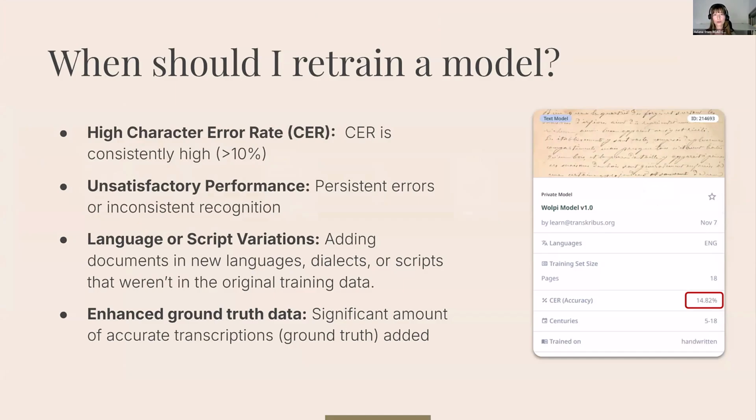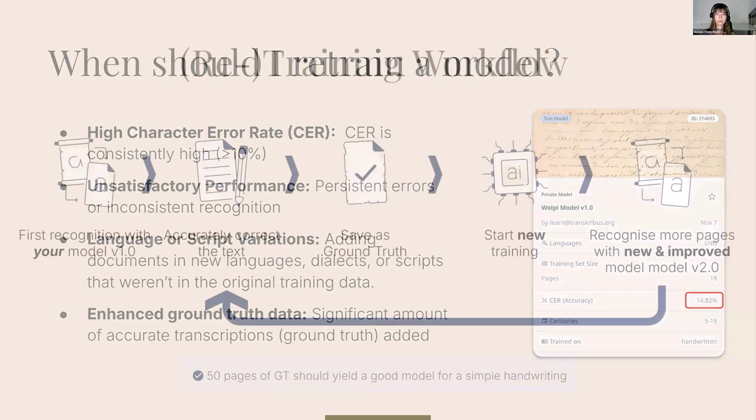It's also recommended to retrain and train a new model if you want to add more documents. For example, again, if you want to add more pages with a different script or a different hand that weren't in the original training data, it's also recommended. And if you just want to add a significant amount of added ground truth, then it's recommended to retrain a model.